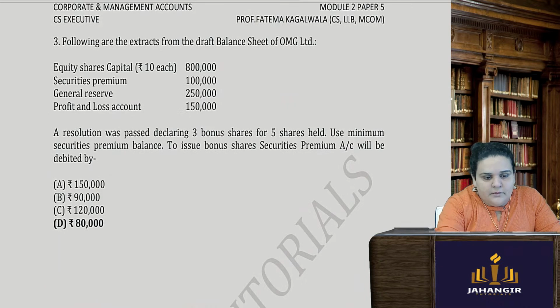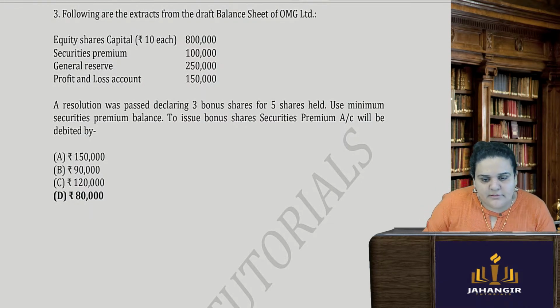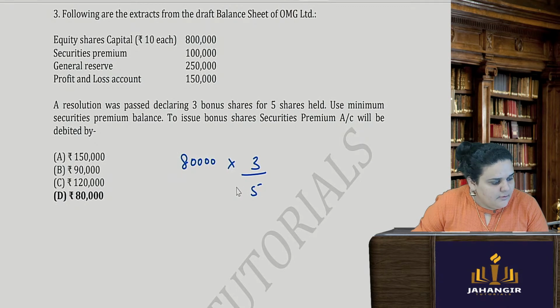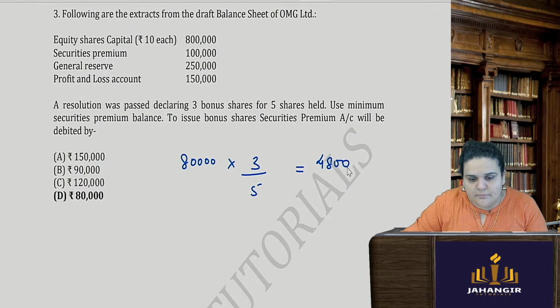Now the next sum. The following are the extracts of the balance sheet of OMG Limited: equity share capital, securities premium, general reserve, profit and loss account. A resolution was passed to give 3 bonus shares for every 5 shares held. So 80,000 is the current shares into 3 bonus upon 5 held. So I am going to get 48,000 shares.